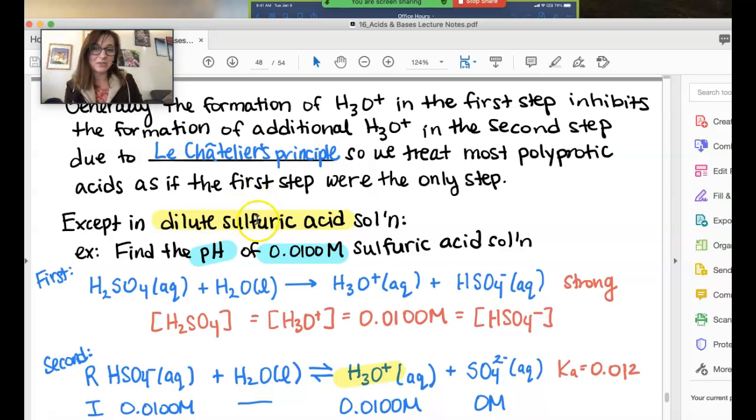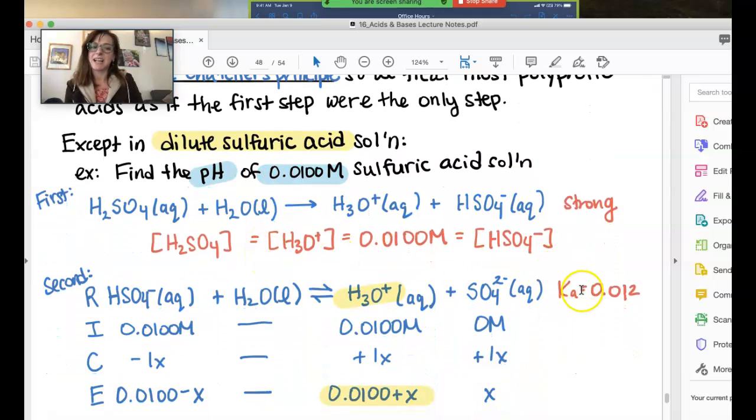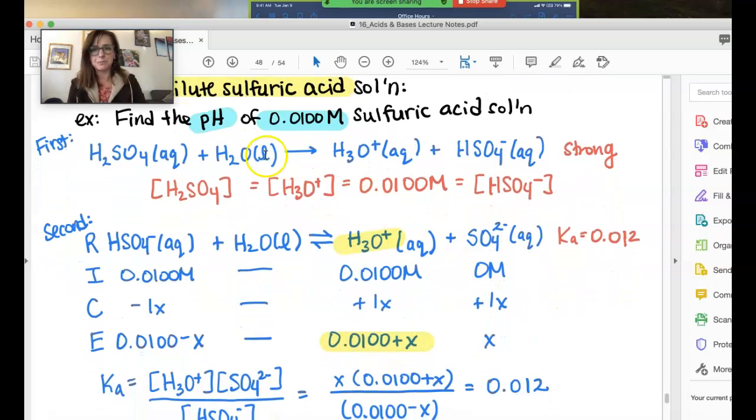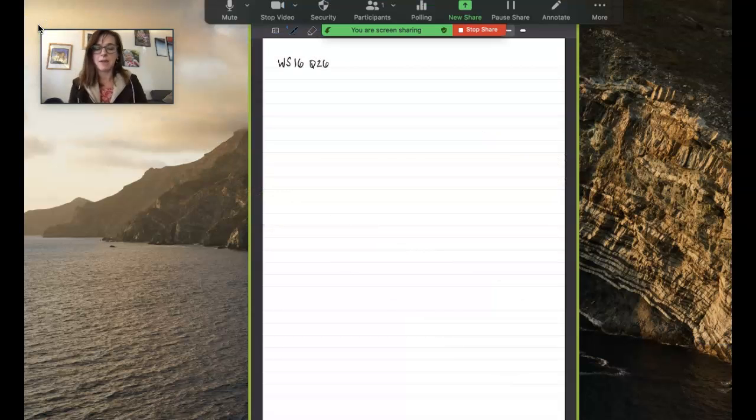However, in dilute sulfuric acid, like 0.050 molar, that's not the case. And it's because the second ionization step actually has a relatively large equilibrium constant compared to other weak acids. And so I worked an example in my online lecture, calculating the pH of a 0.05 molar sulfuric acid solution. And so I'm going to do the same thing here for question 26. We are calculating for a 0.05 molar solution.